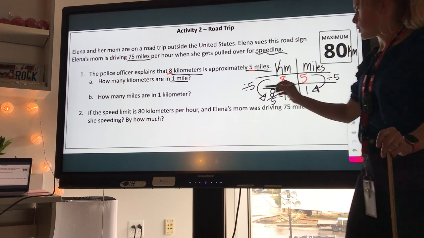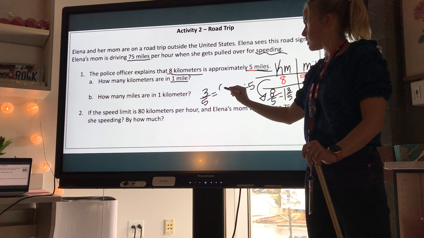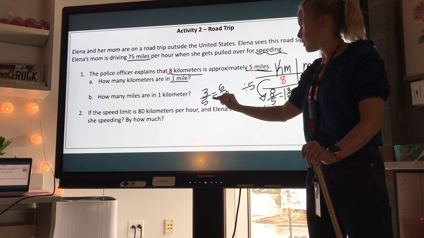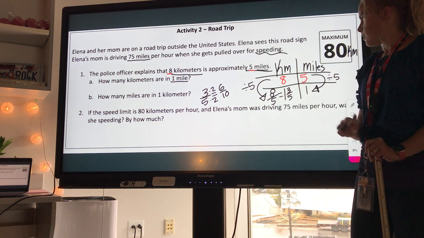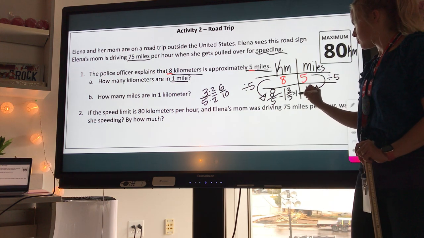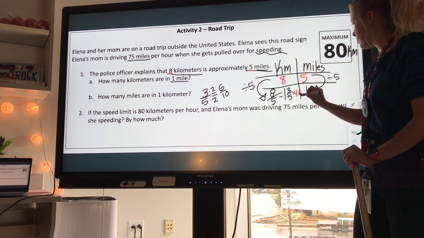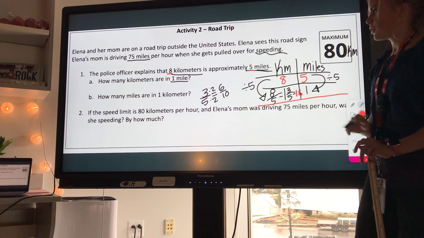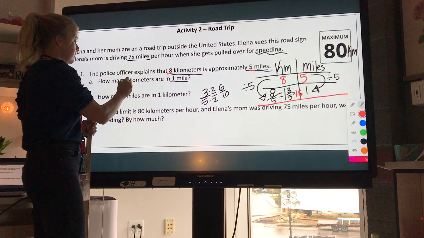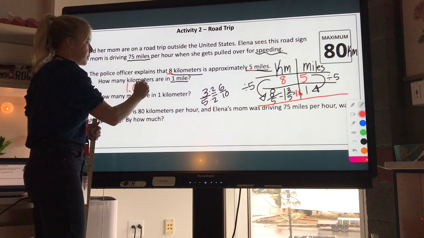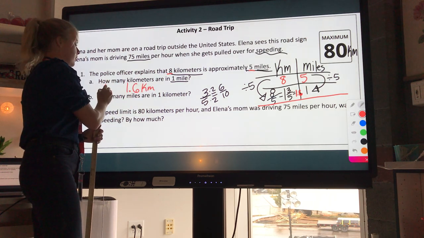I could also take it one step further. I know 3 fifths is equivalent to 6 tenths if I multiply by 2. So 6 tenths, which would be equal to 1.6. So I'm going to write this right here. Okay. I'm going to create a new row. So when it says how many kilometers are in 1 mile, I'm going to say 1.6 kilometers. Or you could say 1 3/5.